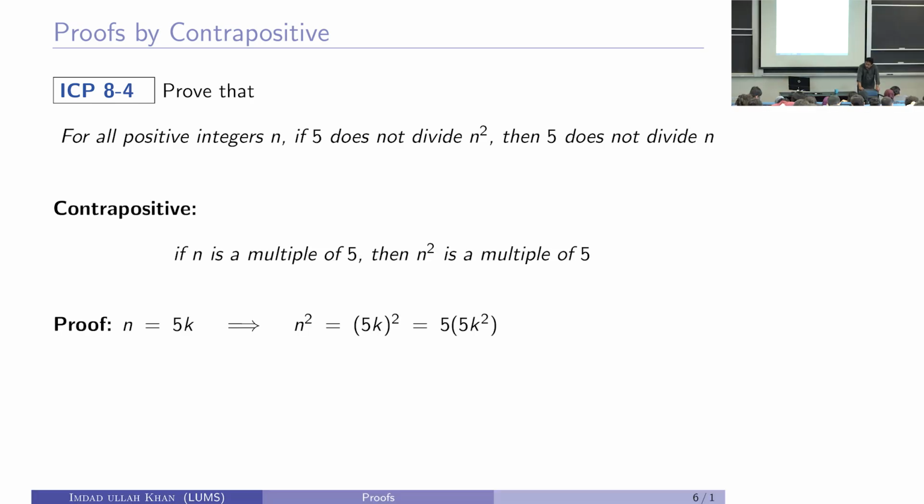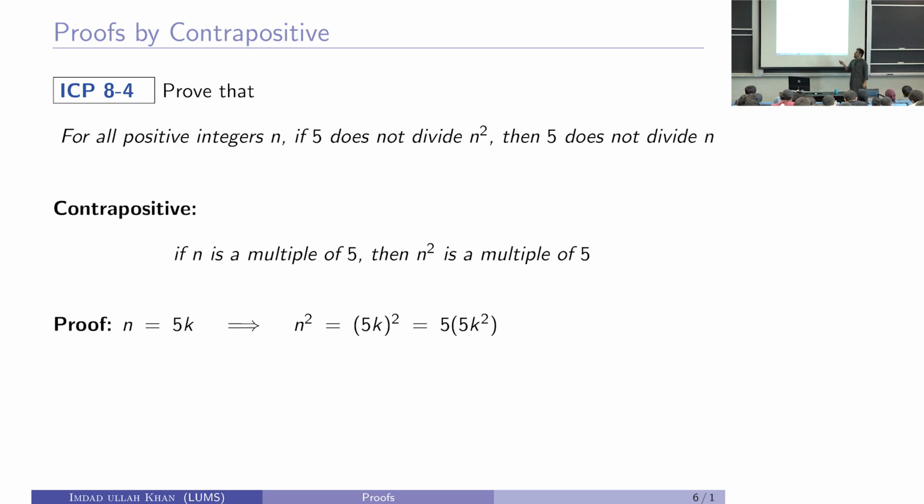Okay. So if 5 divides n, meaning n is a multiple of 5, then n squared is also a multiple of 5, right? Let us apply a direct proof to this. What will be a direct proof of this? Assume n is a multiple of 5. Then n is equal to 5 times k, and then n squared is also a multiple of 5.